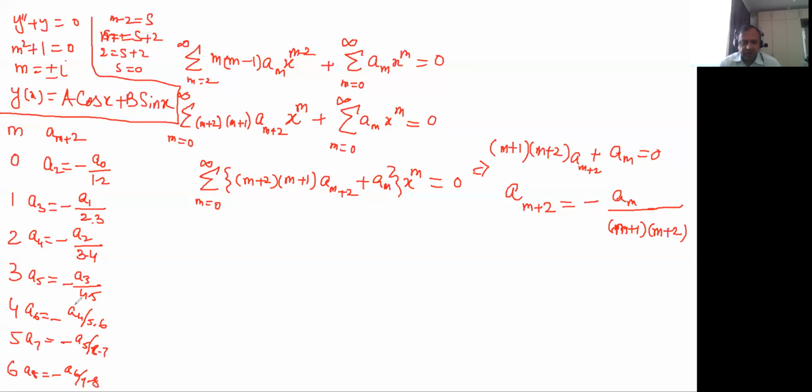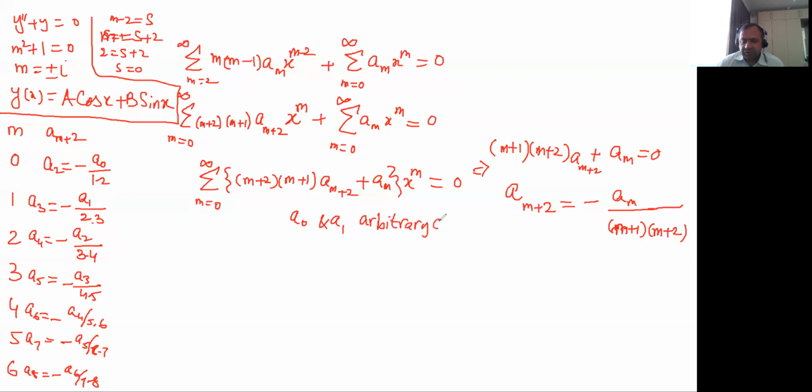So in this way, very quickly, I have got these values, but I need to just simplify these values. So for example, here I can see that A2 is in terms of A0 and A3 is in terms of A1. So what are A0 and A1? A0 and A1 are not in terms of any other coefficients. So we take A0 and A1 as the arbitrary constants.